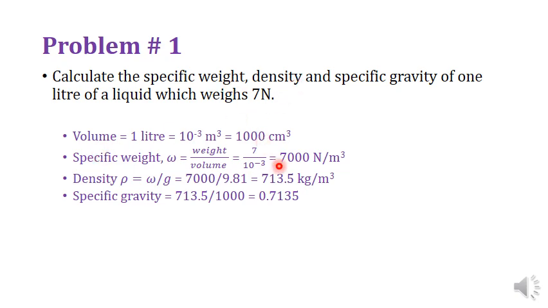In this way you enlist the answers. First of all, specific weight is equal to 7000 Newton per meter cube, then density, that is 713.5 kg per meter cube, then specific gravity 0.7135.